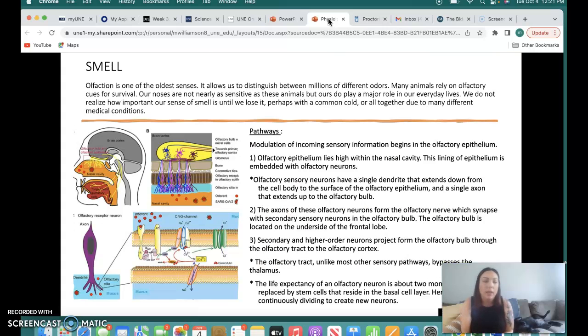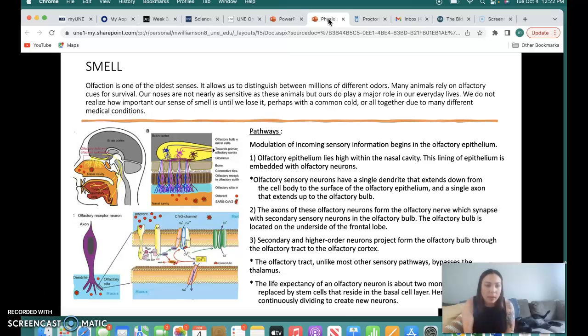The first sense I'm going to talk about is smell. Olfaction is one of the oldest senses. It allows us to distinguish between millions of different odors. Many animals rely on olfactory cues for survival. Our noses are not as sensitive as animals', but ours do play a major role in everyday lives. We don't really realize how important our sense of smell is until we lose it. I know that when I get a common cold and I lose my sense of smell, it's very frustrating. And some people lose it altogether due to various medical conditions.